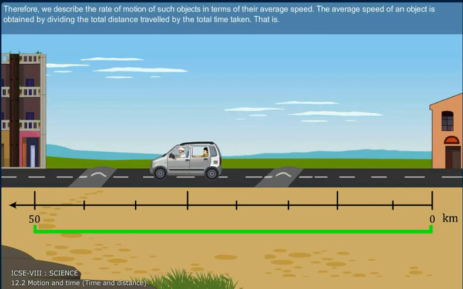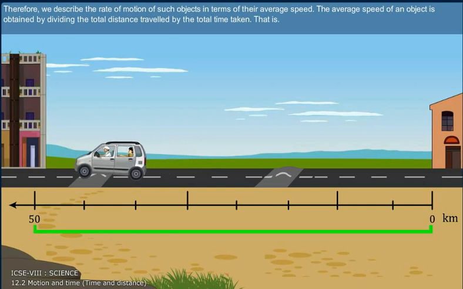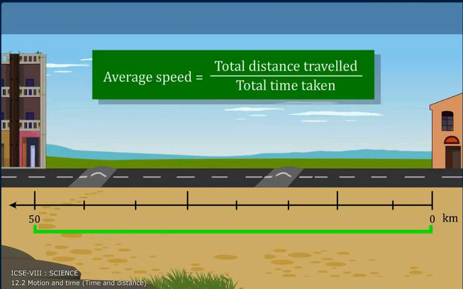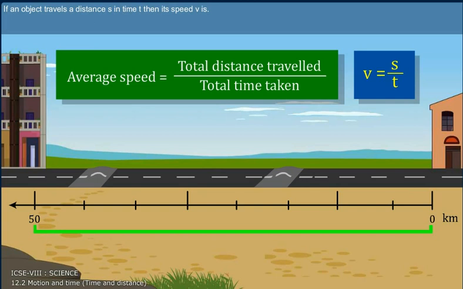Therefore, we describe the rate of motion of such objects in terms of their average speed. The average speed of an object is obtained by dividing the total distance travelled by the total time taken. That is, average speed is equal to total distance travelled divided by total time taken. If an object travels a distance s in time t, then its speed v is equal to s divided by t.